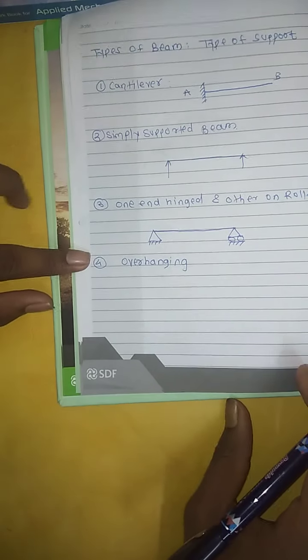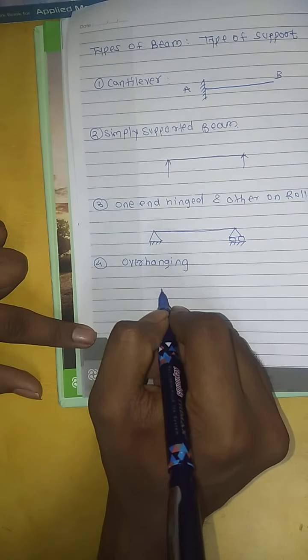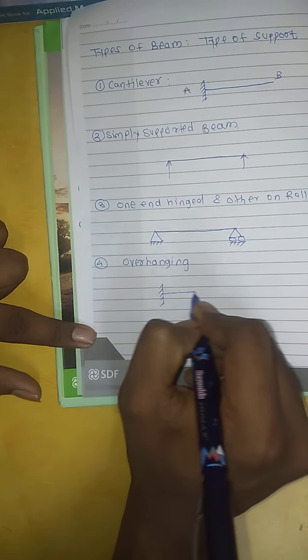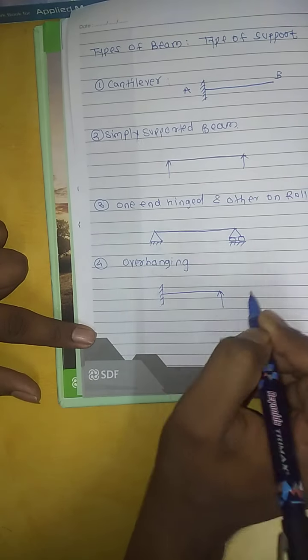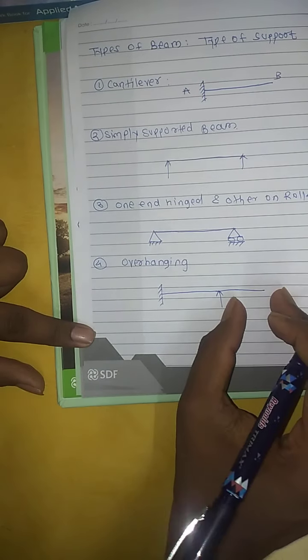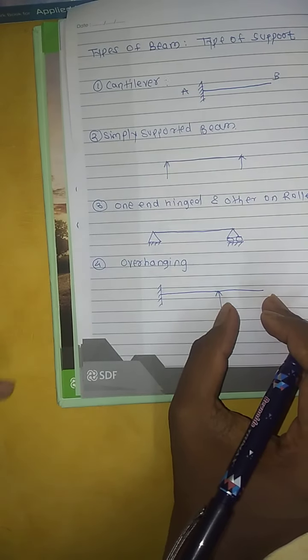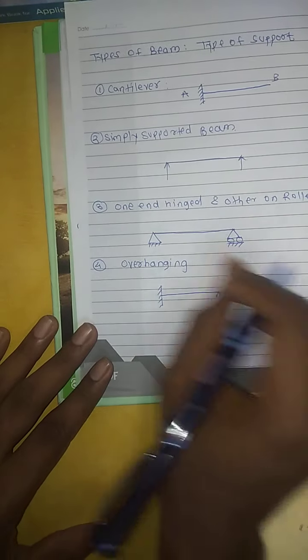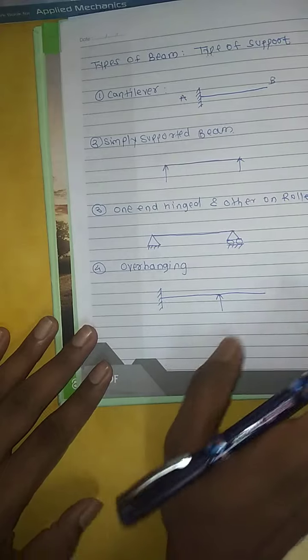So this is very simple. Overhanging means you can show any support here, and here also you can show any support, and you just need to extend this part. Okay, this is nothing but the overhang. We know beyond the support, if there is any part, this part is called overhanging. So we call this beam an overhanging beam.